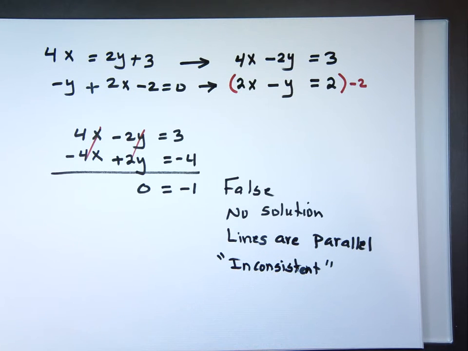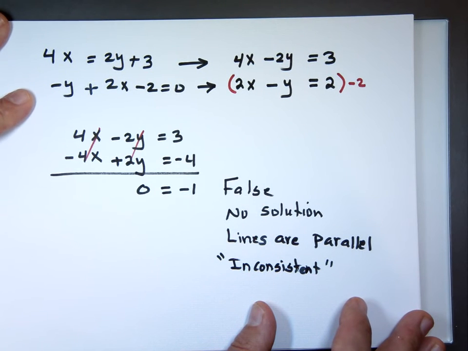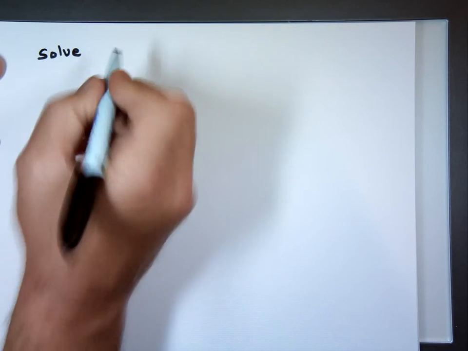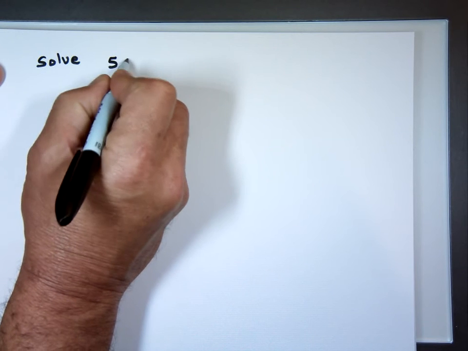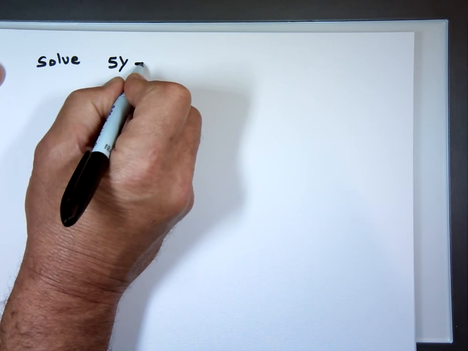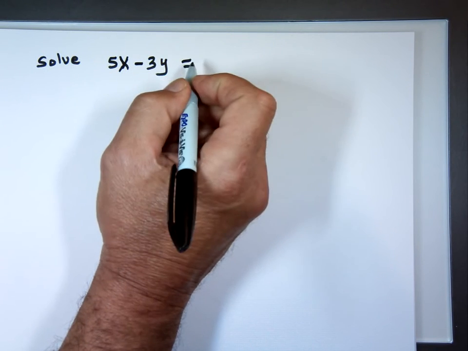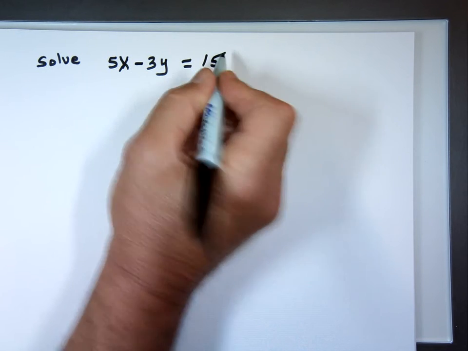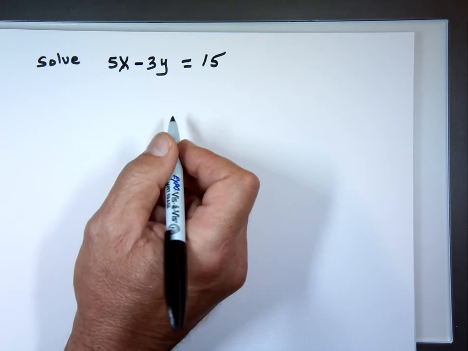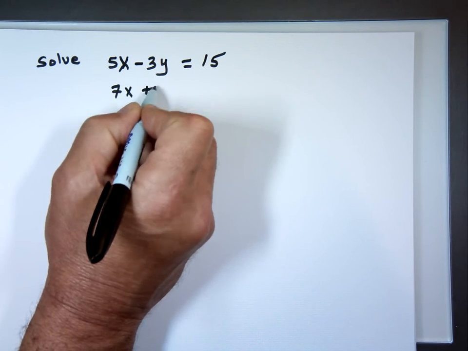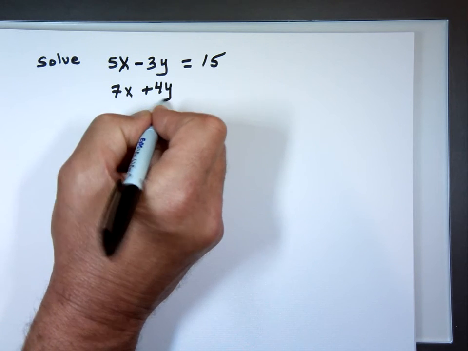Let's try one more with this method. So solve 5x minus 3y equals 15, and 7x plus 4y equals 21.